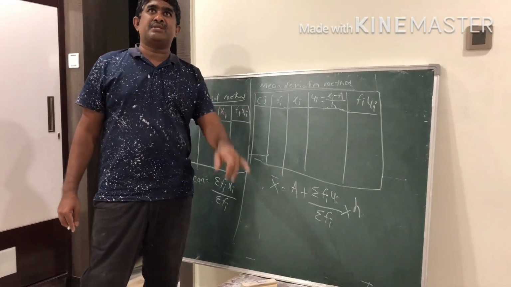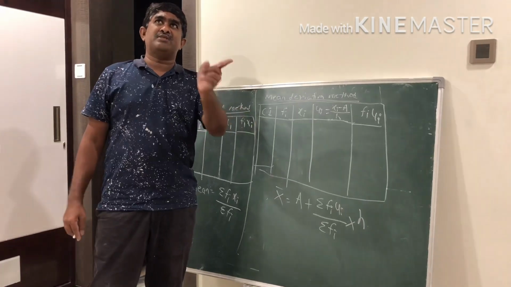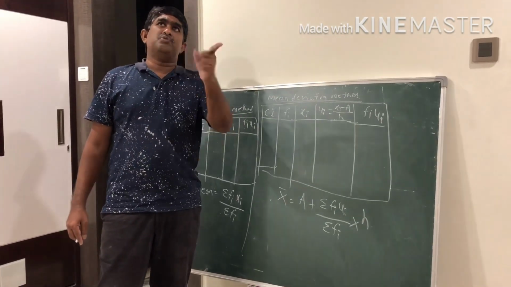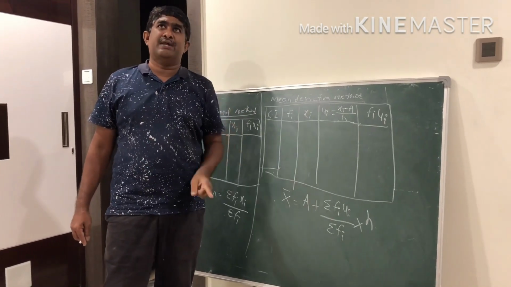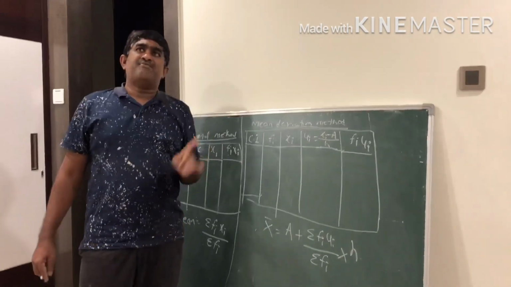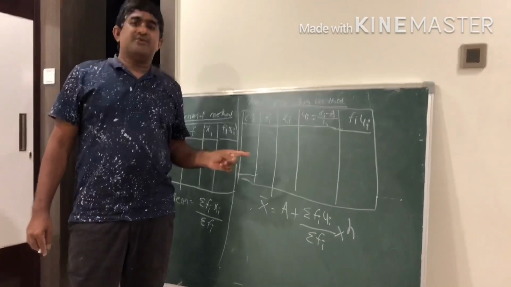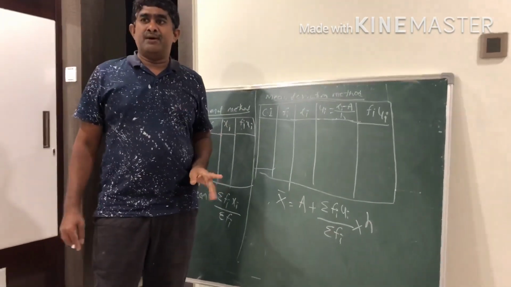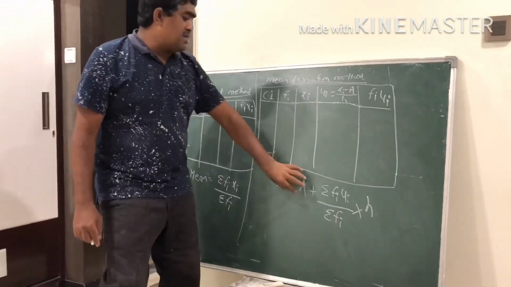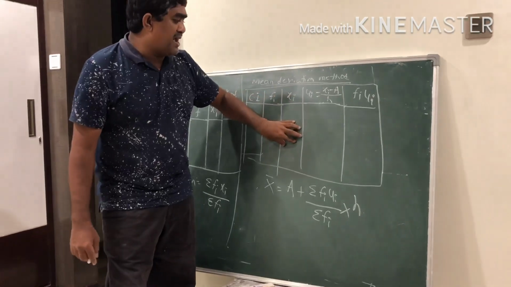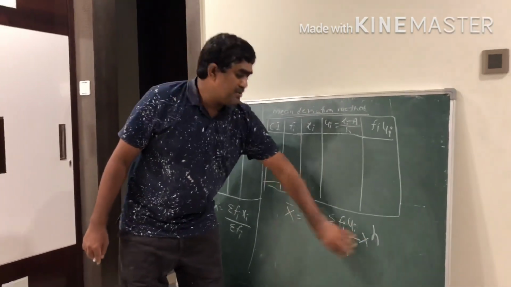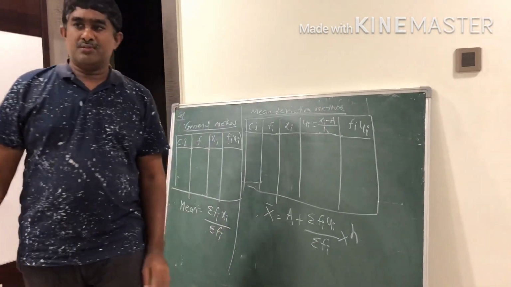Sir, mean deviation method table, sir. Class interval, frequency, sir. Xi mid value, sir. Mu i, xi minus a by h, sir. fi mu i, sir. Formula, sir: A plus sigma fi mu i by sigma fi into h, sir. Now, children, what is A? Assumed value, which is one of the xi.